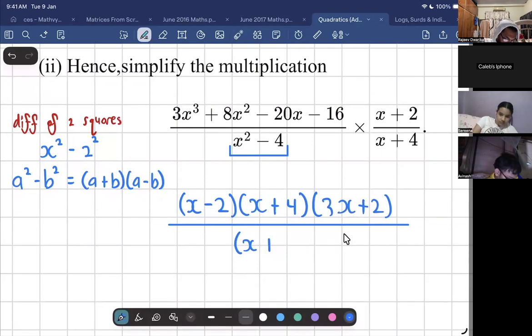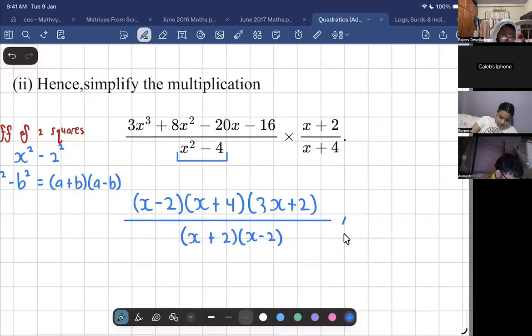X plus 2. They're going good. X minus 2. Yes. And we are going to multiply that by x plus 2 all over x plus 4.